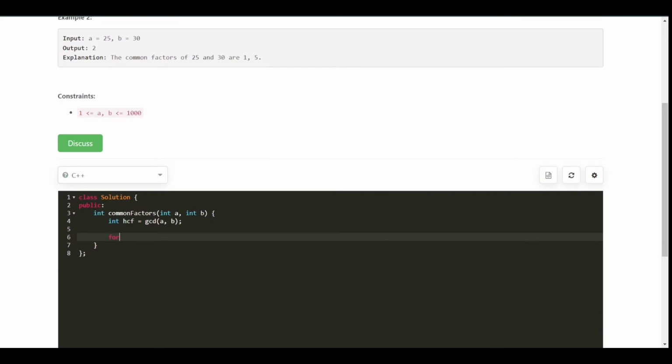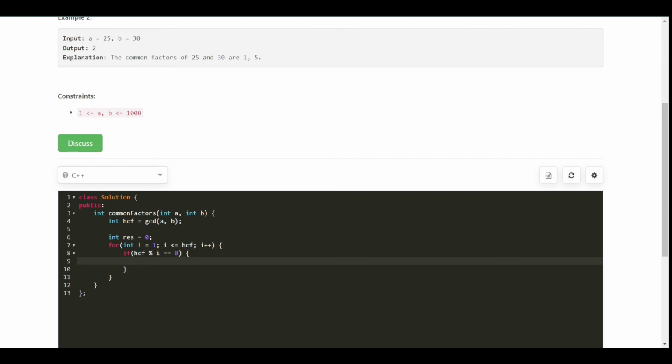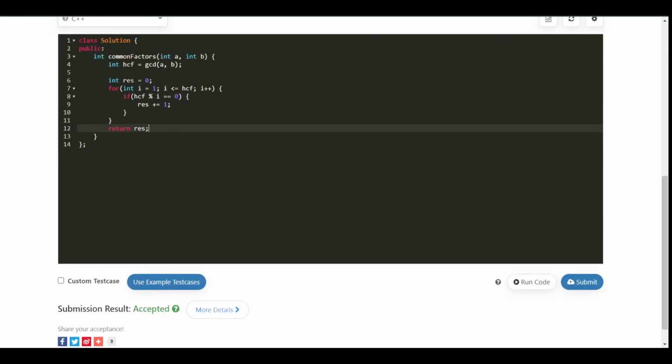And after I'm done doing this, I just need to go through all the elements till my given number HCF. I'll also have a resultant number here. If my HCF divided by the ith value equates to a 0 remainder, then I will increment my result, and I'll just return my result.